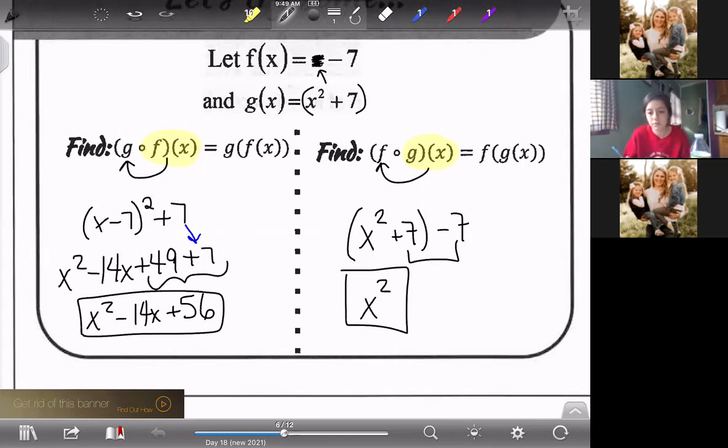Questions on either one of these? They take practice.